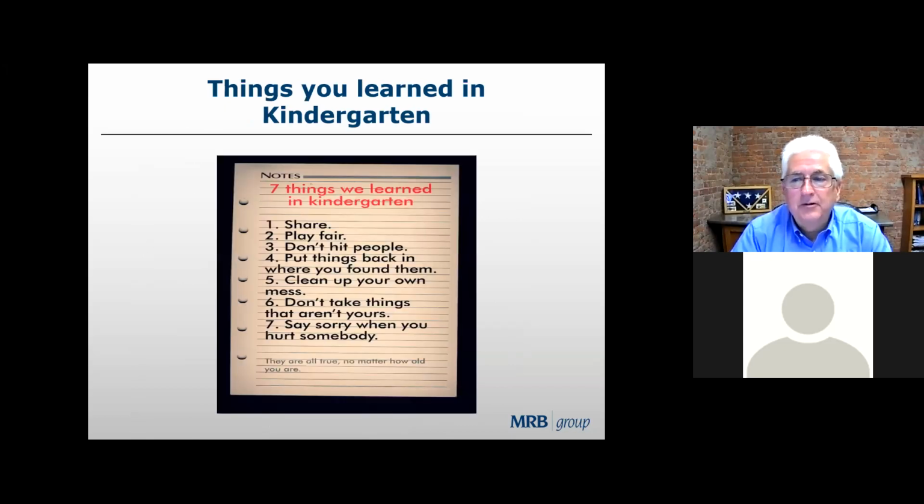So if you go back to what we learned in kindergarten: share, play fair, don't hit people, put things back where you found them, clean up your own mess, don't take things that aren't yours, say sorry when you hurt somebody. These are the top 7 things that you learned in kindergarten. When I searched for this in my preparation of the presentation, there was a list of 60 things that we learned in kindergarten. So just keep that in mind. Always go back to do the right thing, and most times you won't have any sort of problem or concern.